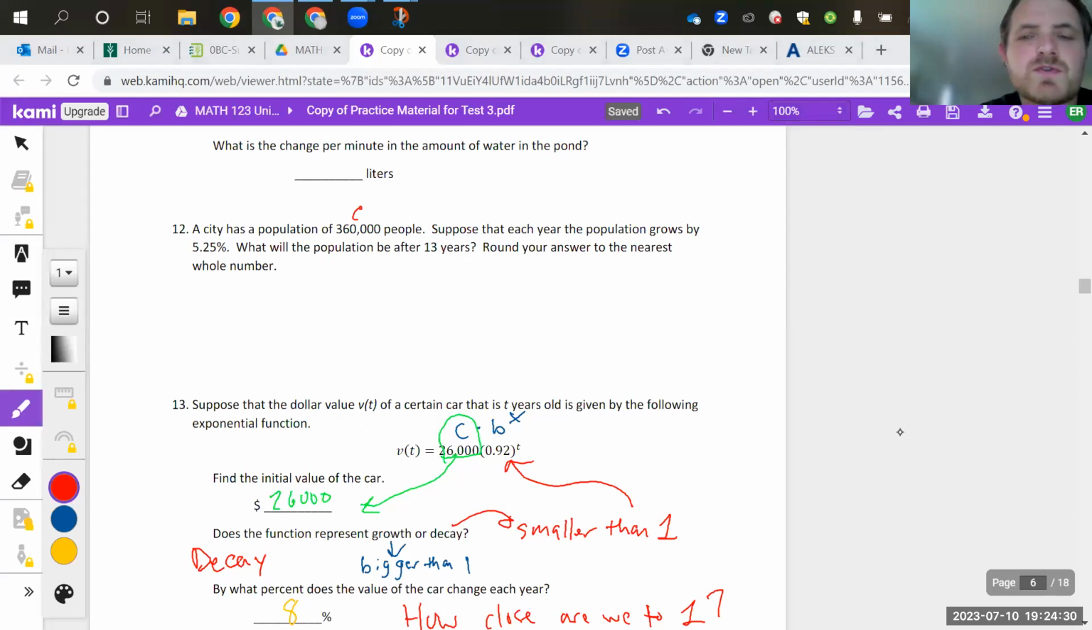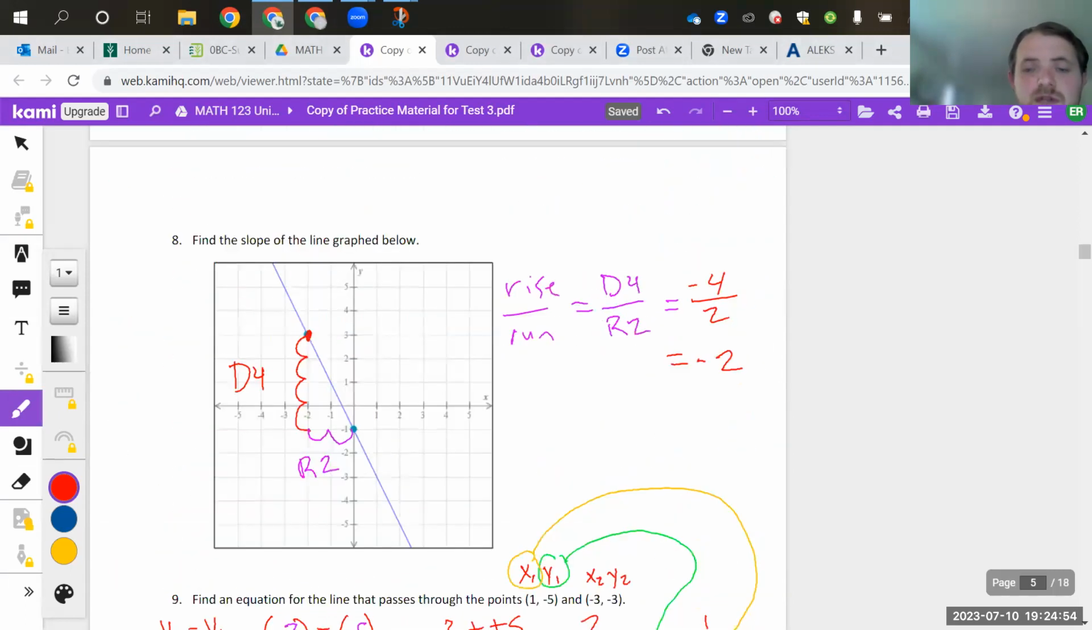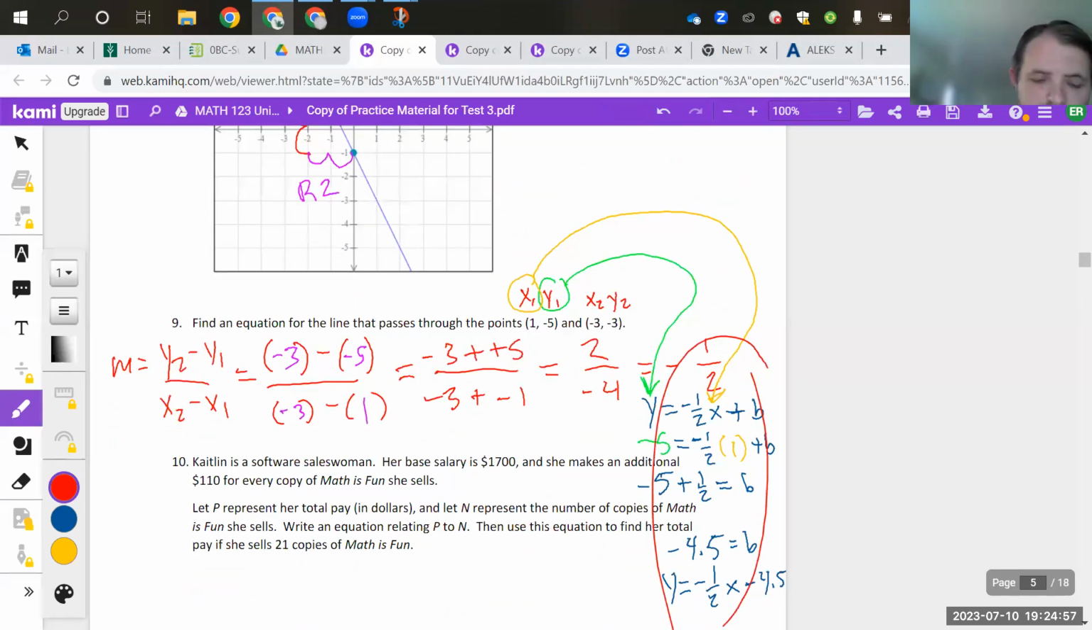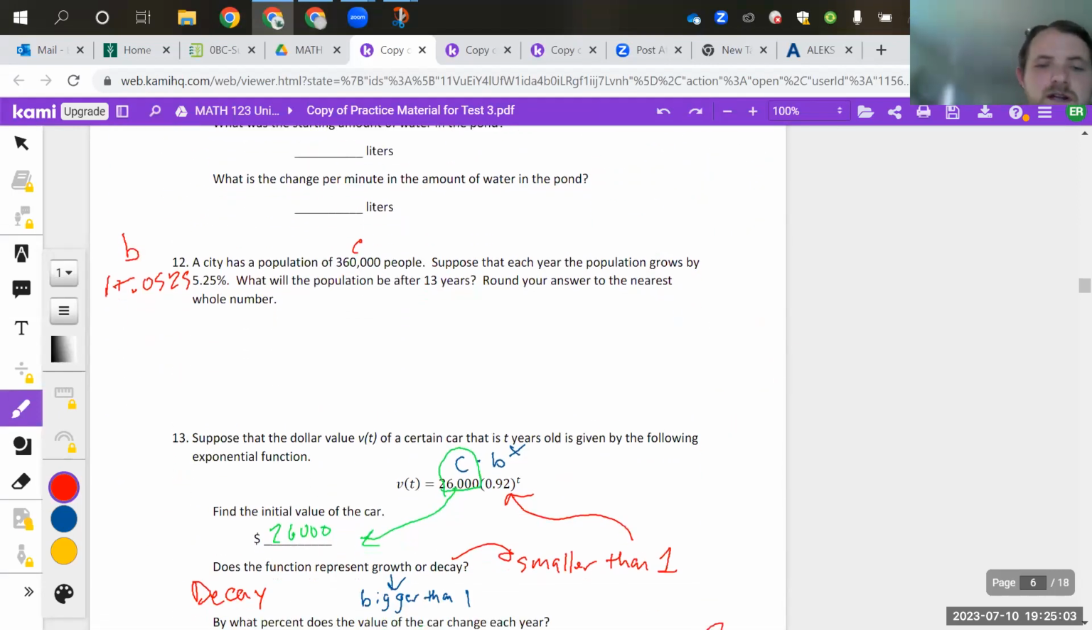So if the population is growing by 5.25%, what will the population be after 13 years? So that means I have to do 1 plus 0.0525 to get the inside, to get that B value. Okay. By the way, that B value is very different, not even remotely the same as this blue B value over there. Okay, those are 2 totally different kinds of B values. So that gets me 1.0525.